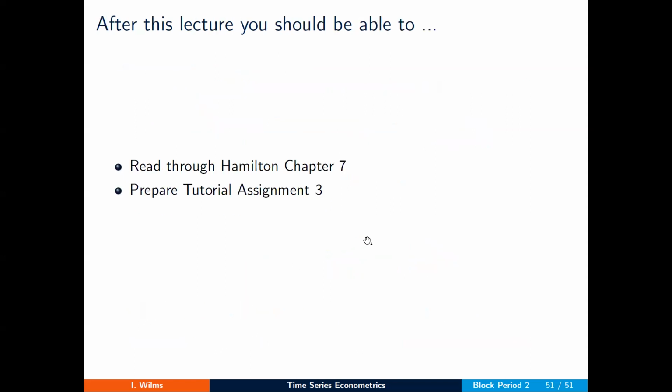Now, this brings me again to the end of the video where we discussed dependent processes, law of large numbers, central limit theorem for dependent processes. And we also have seen how to derive the limiting distribution of the test statistic in a very easy model when the errors are both IID and serially correlated. With these lecture slides, you should be able to prepare your third tutorial assignment. Good luck.